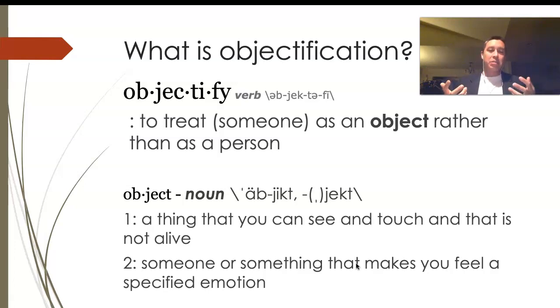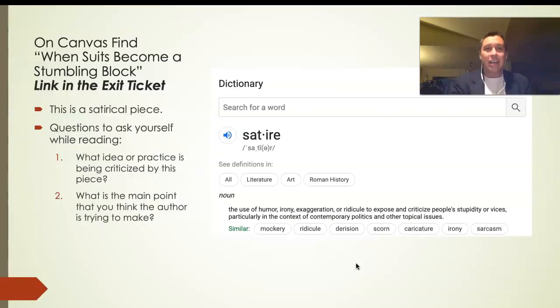And so that's why we're going to read two different articles. But today we're not going to read those two articles. We're going to read one article. And this article is satire. So for those of you who do not know what satire is, it's the use of humor, irony, exaggeration, or ridicule to expose and criticize people's stupidity or vices, particularly in the context of contemporary politics and other topical issues. That topical issue is modesty. And it's a satirical piece about it, and it's called When Suits Become a Stumbling Block. What I want you to do is read that satirical piece and think about what it is that they are satirizing.